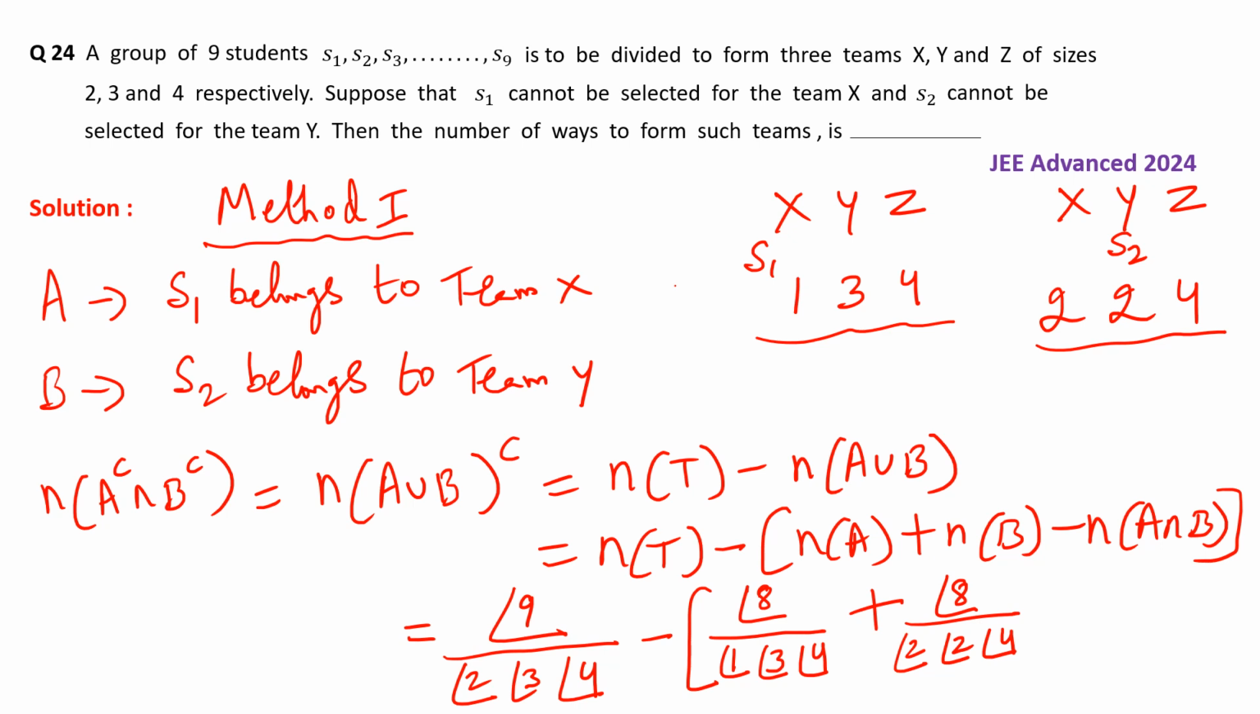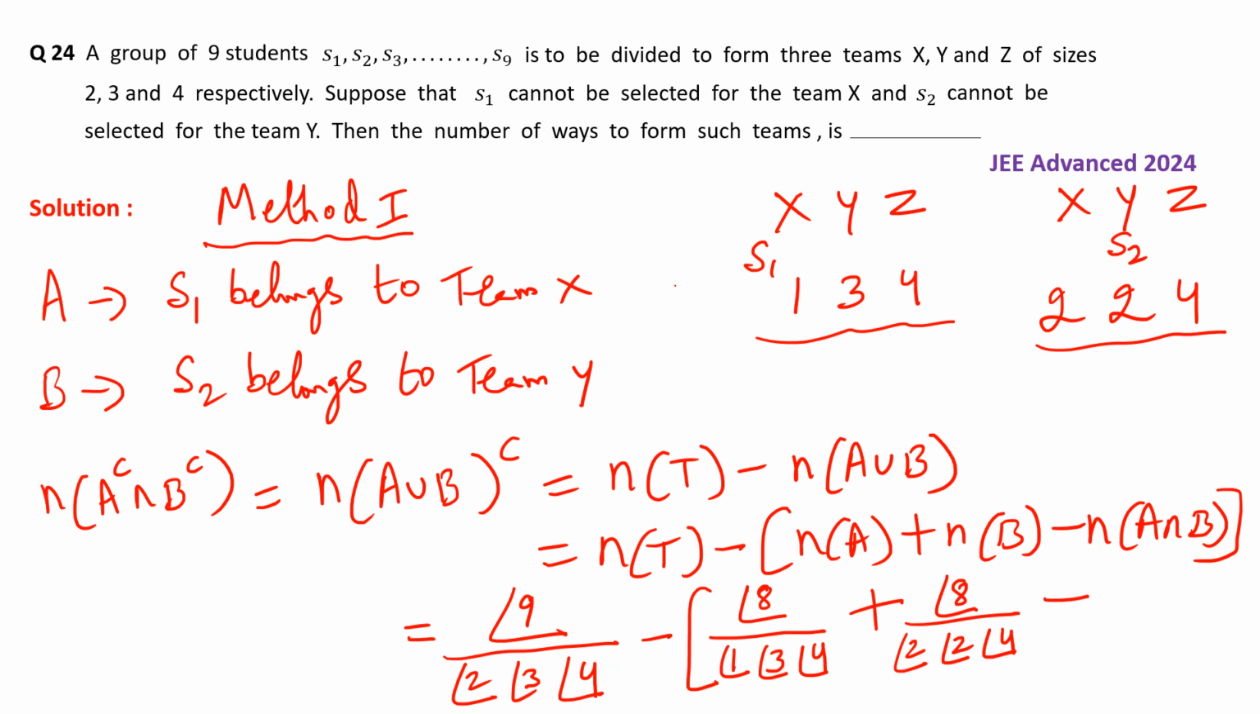But in this case, do remember this thing, that the number of elements in the teams X and Y are not the same. X has 2 students and Y actually has 3 students, because S2 was already present in team Y. So be careful regarding this. Now we come to A intersection B.